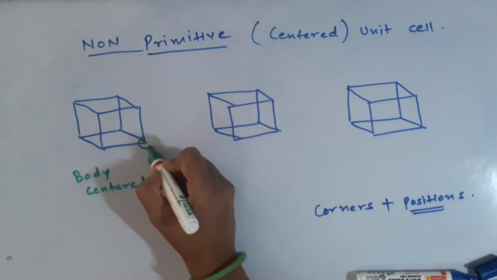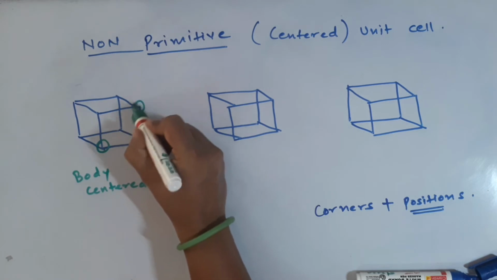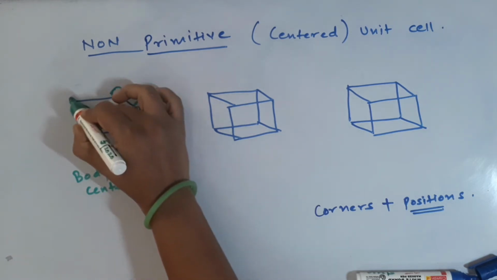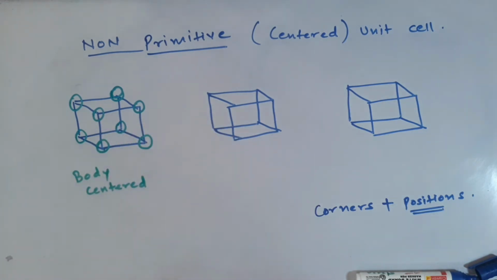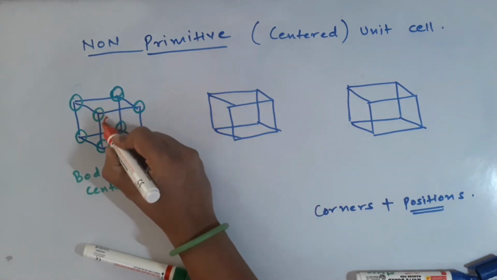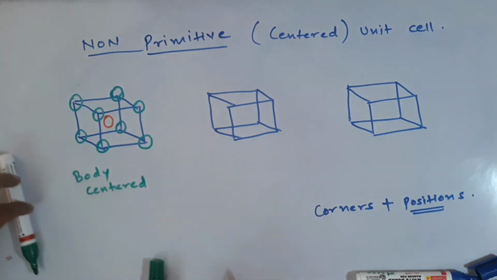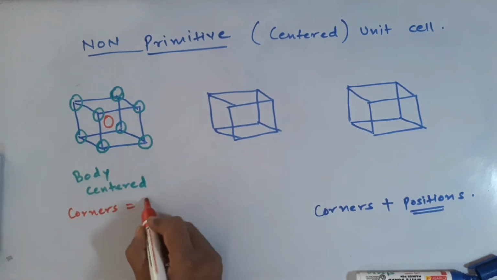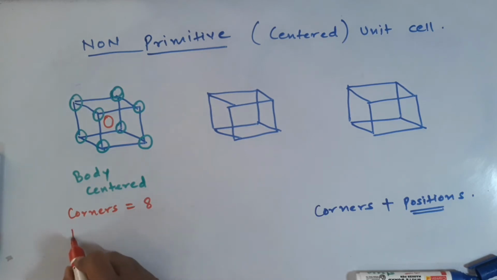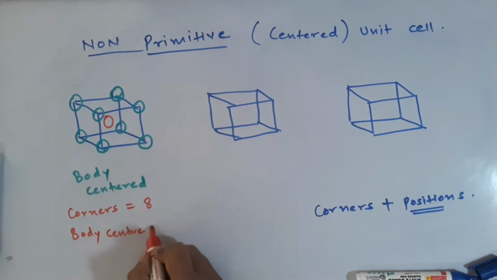Body centered. So here I'll be drawing the atoms at the corners of the cube first. So essentially you have to draw them at the corners, and then you have to draw one of the constituents at the center. I've used a different color for that, so we understand that one atom is at the center. And if we talk about the number of atoms, we will have to first write how many corners are there, how many body centers are there. So we have 8 corners and we have 1 body center.